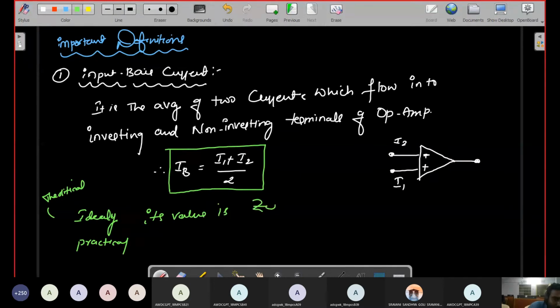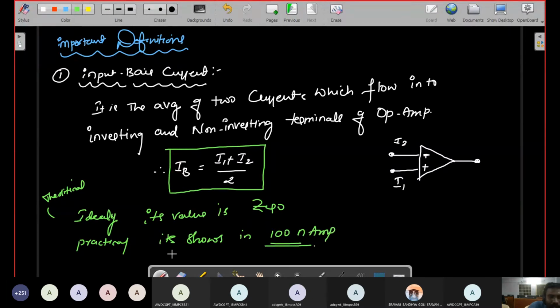Ideally its value is 0. Ideally there is no bias current between the inverting and non-inverting input terminals. Ideally we are not giving any bias current, but practically it shows around 100 nano amperes.